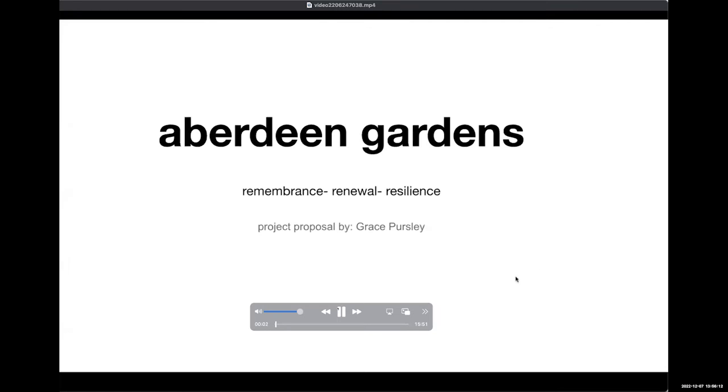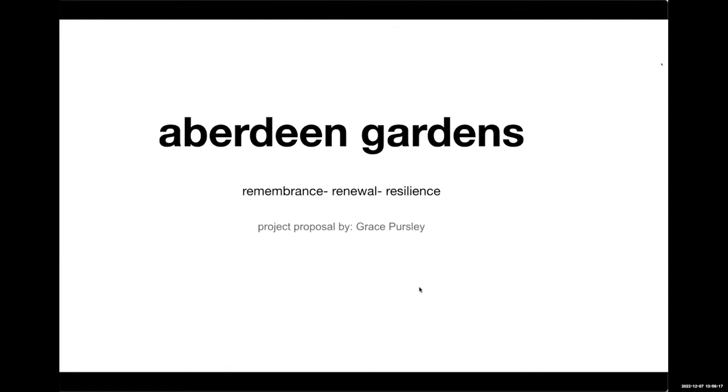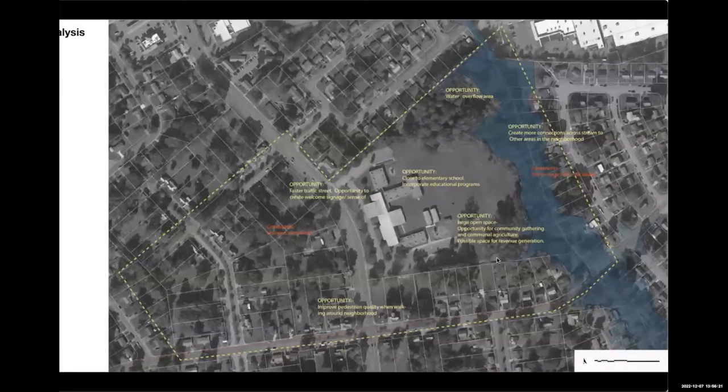Hi, my name is Grace Persley, and this is my project proposal for Aberdeen Gardens. So looking at the site, some of the key elements that I took from it, looking at the opportunities and constraints of what could be in the space. Some of the constraints were there's no open vacant lots. So really utilizing the space that we have and the plots that we have.